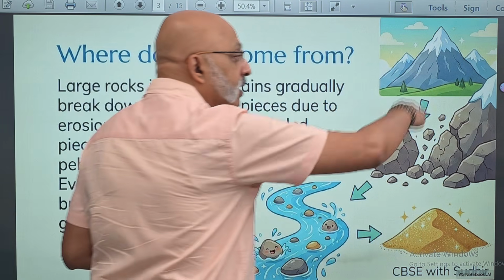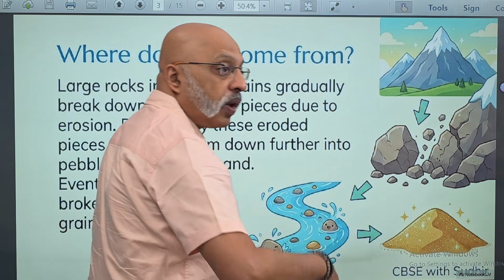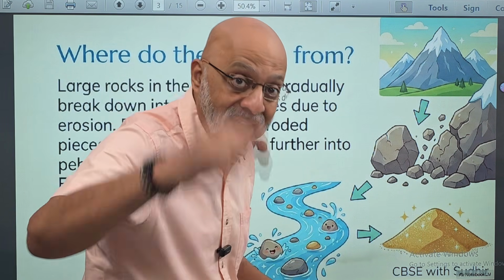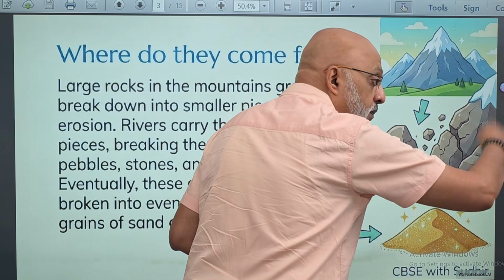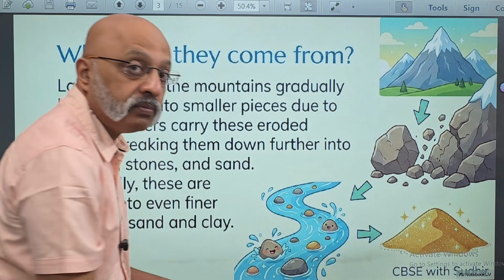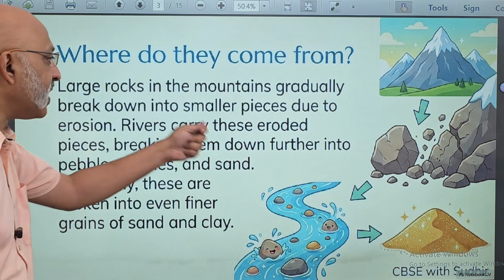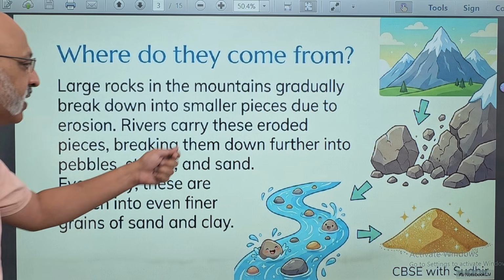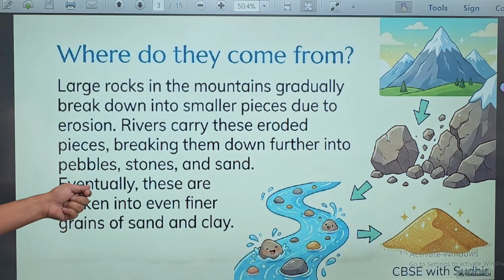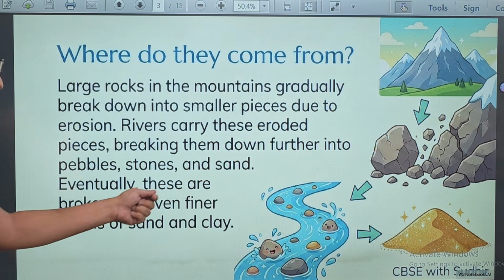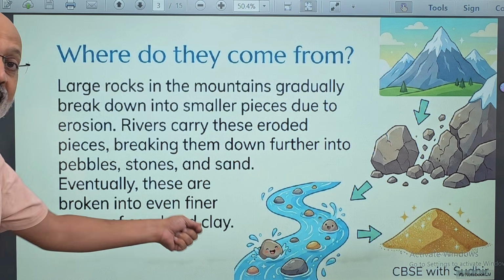Or it could be that either because of an earthquake or because of some man-made activity, these rocks may be broken and they may all come down to the plains area. So rivers carry these eroded pieces, breaking them down further into pebbles like this, stones and sand. Eventually, these are broken down into even finer grains of sand and clay.